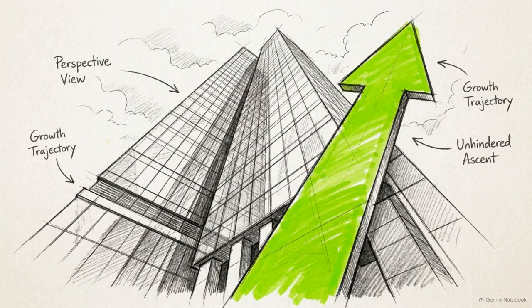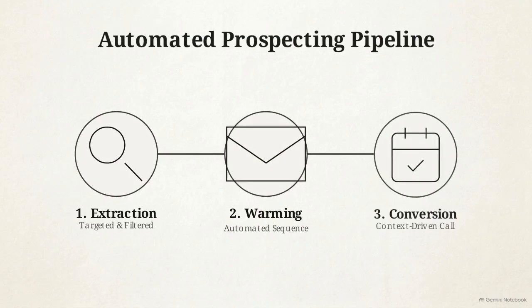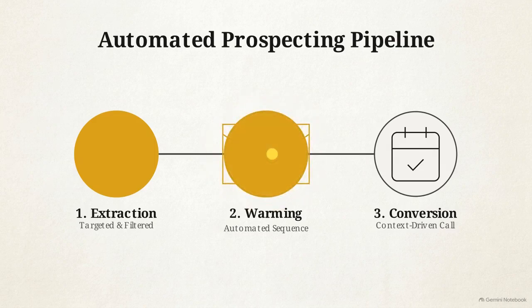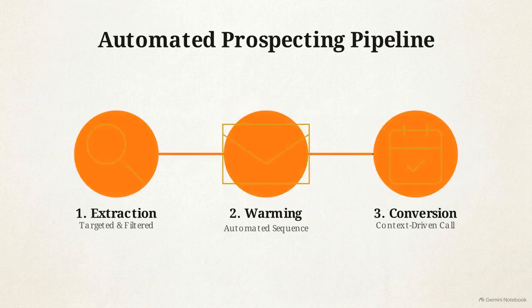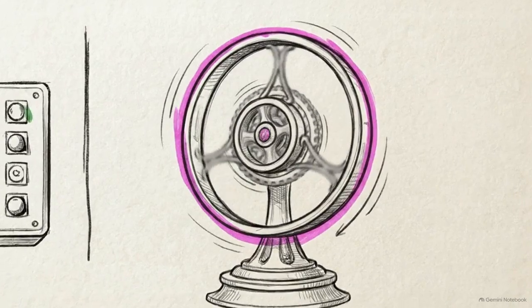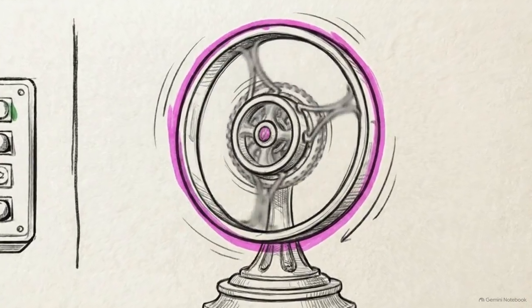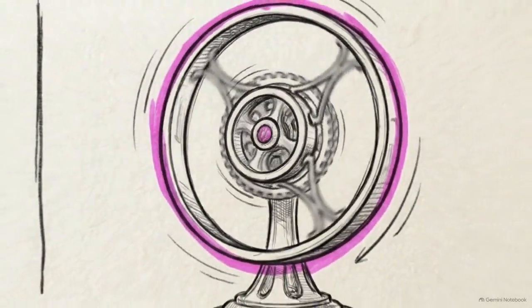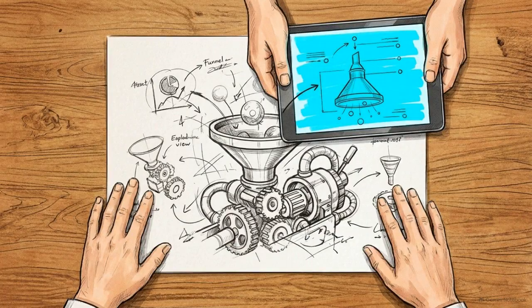of the company. We've covered the complete pipeline, extracting targeted leads based on your specific criteria, warming them up through automation, and closing them on a context-driven call. By making a one-time investment to build this digital asset, you create an engine that fills your pipeline and eliminates monthly advertising budgets. You don't have to build and configure this system alone.